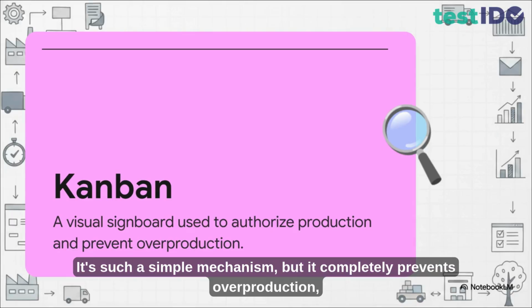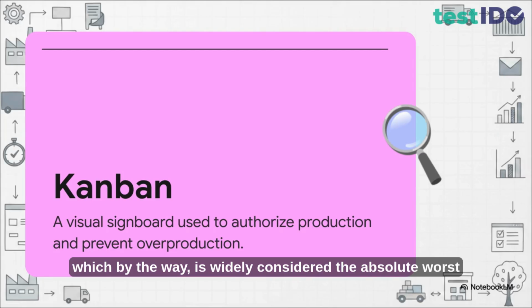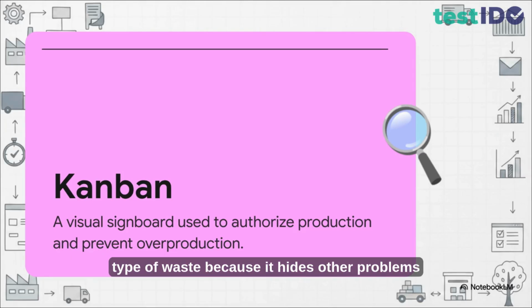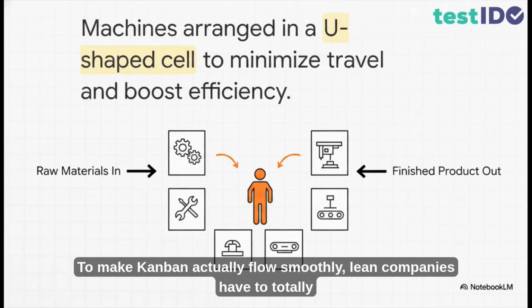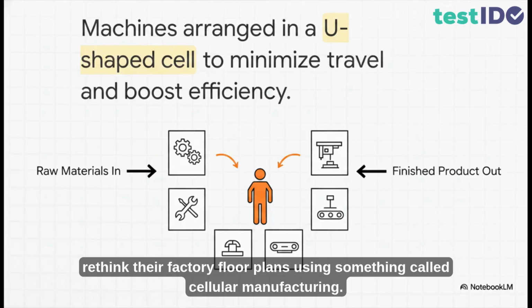Period. It's such a simple mechanism, but it completely prevents overproduction, which, by the way, is widely considered the absolute worst type of waste because it hides other problems and ties up your cash. To make Kanban flow smoothly, lean companies have to rethink their factory floor plans using something called cellular manufacturing.